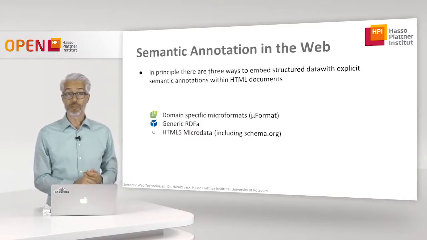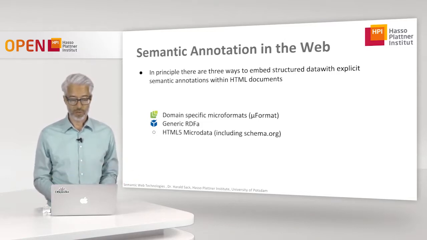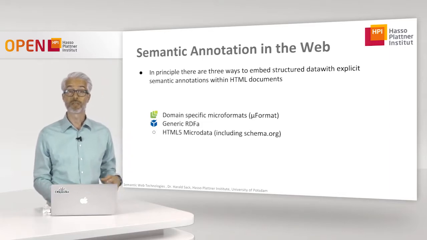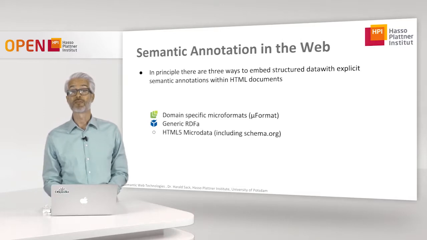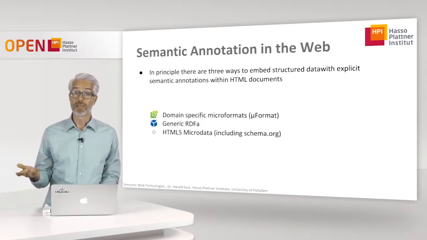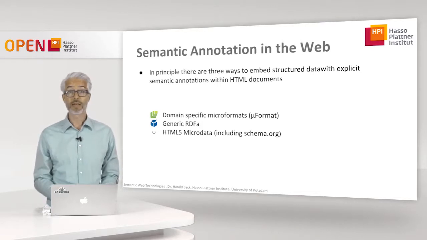The first way to bring structured information into the World Wide Web is via so-called microformats. The second way is via generic RDFa. This is, of course, the preferred way, because it is a semantic web-based language, and you can really bring free semantic annotation into the web. Another way is so-called HTML5 microdata annotations. One of the most prominent of these is schema.org, which you have probably already heard of. Okay, so let's start with the first one.